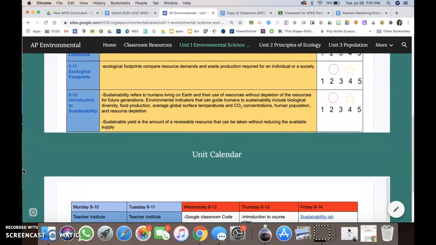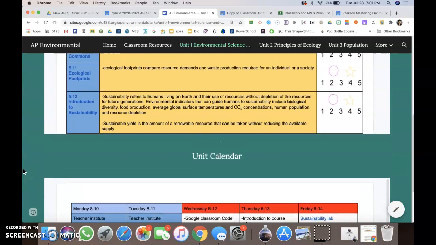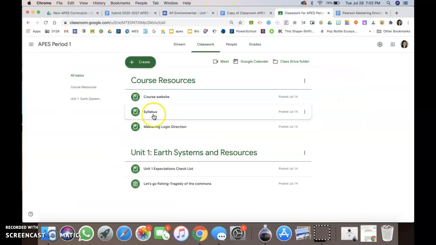And then below that, I do have the unit calendars. And the unit calendars will be updated as things change throughout the school year. So we have all of those units up and ready to go for you, so you could actually jump ahead if you wanted to. The next thing in Google Classroom for you to take a look at is the syllabus.